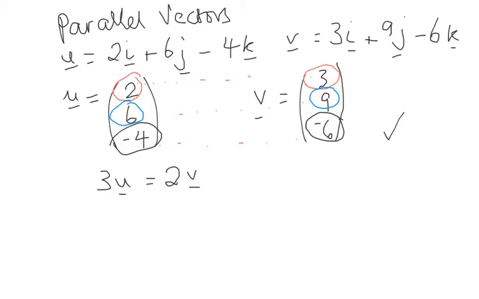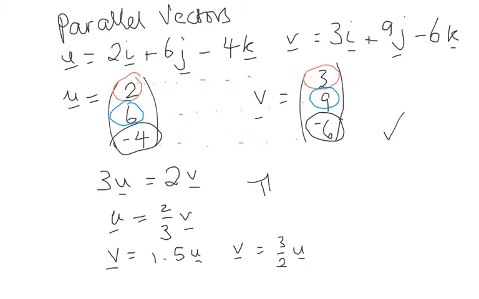That's the property. There are some alternatives. We could write u equals 2/3 of v, or we could write down that v equals 1.5u in decimal, or v equals 3/2 u. Any of these shows that they're parallel. Use one of these properties and say, therefore, u is parallel to v.